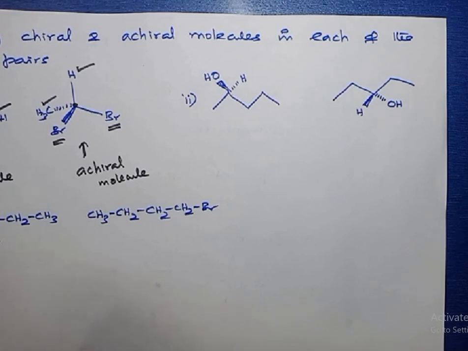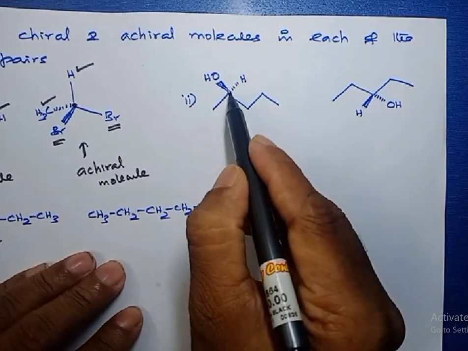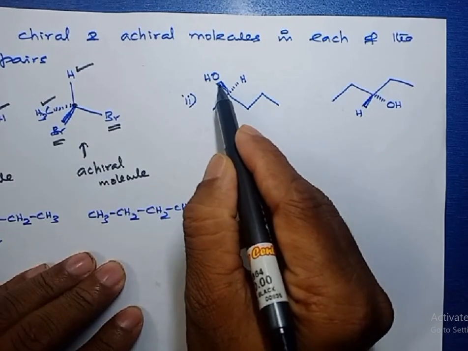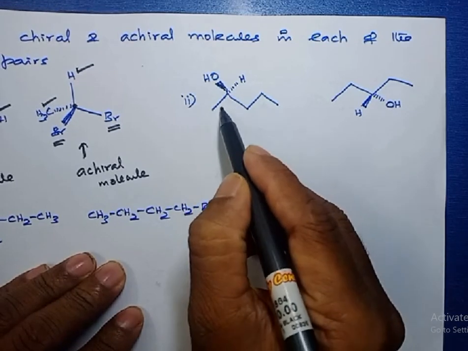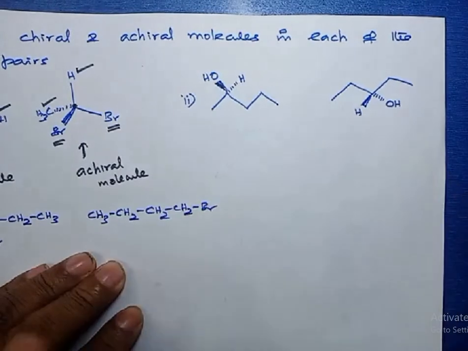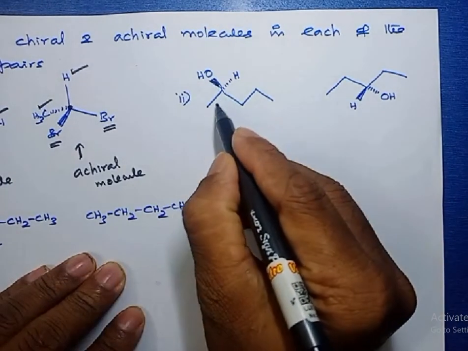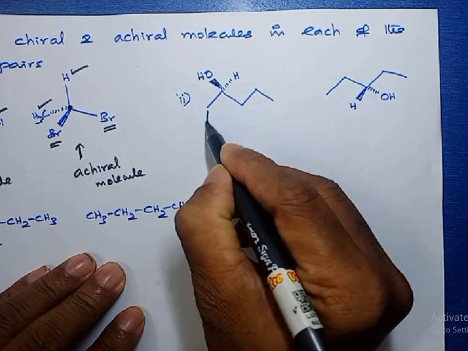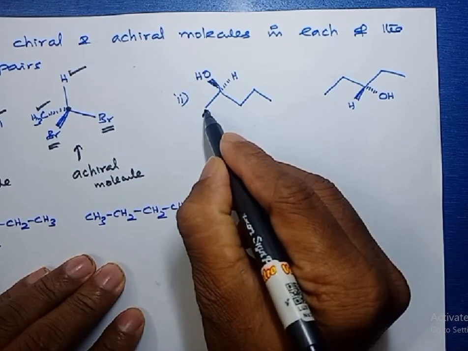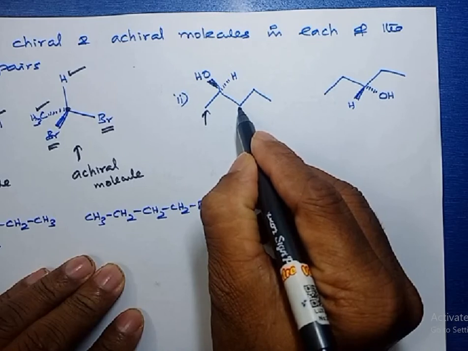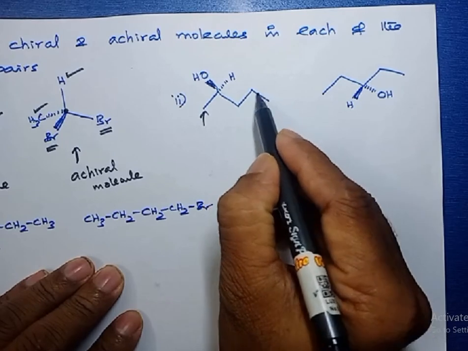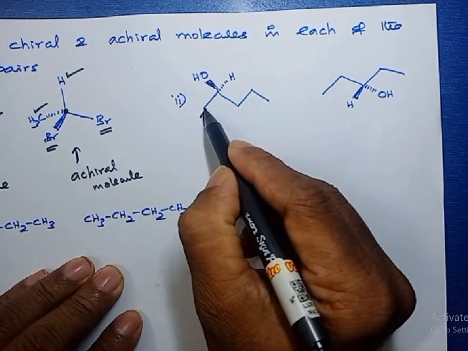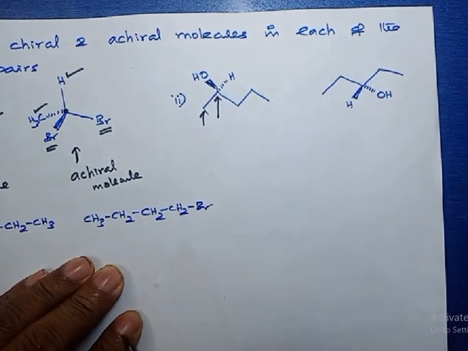The simplest way is to identify the chiral carbon. Here this is the flying wedge. This OH group is in front of you, this hydrogen is behind the paper, and these bonds are in the plane of the paper. Now here we have a methyl group, which means three hydrogens, so it cannot be chiral. This carbon has two hydrogens, CH2, and here we have CH3. So definitely these three carbons and this methyl group cannot be chiral. We have to focus only on this carbon now.